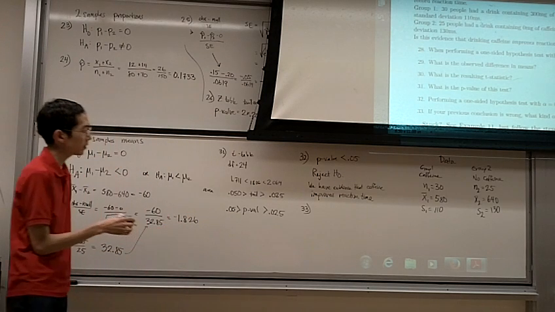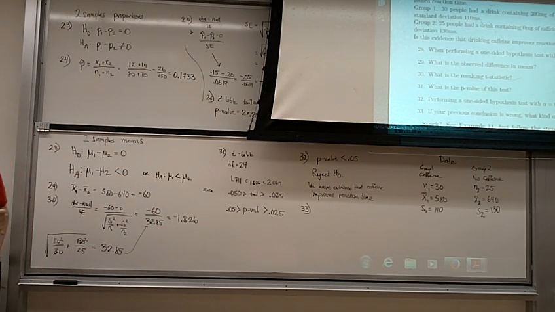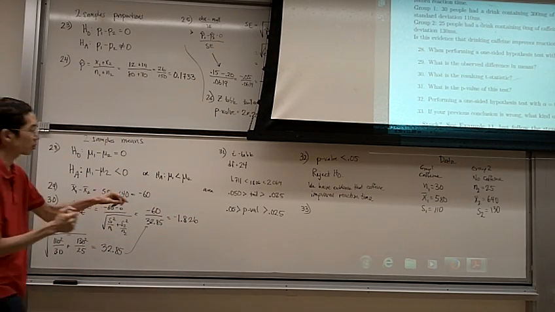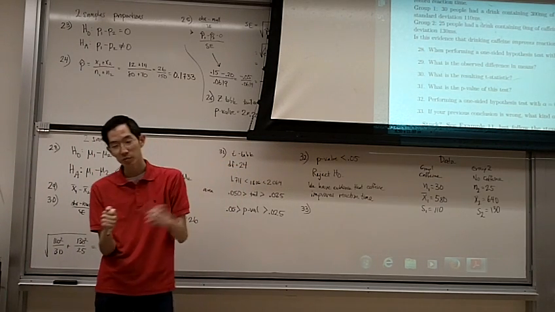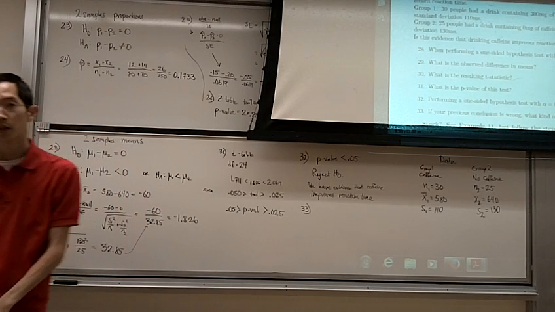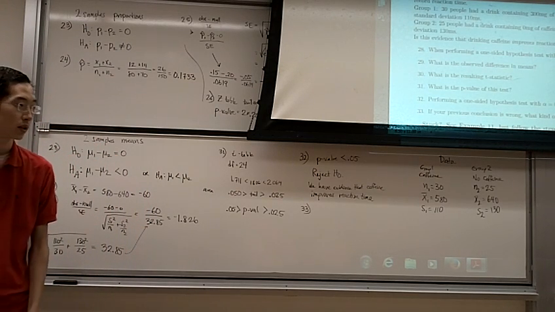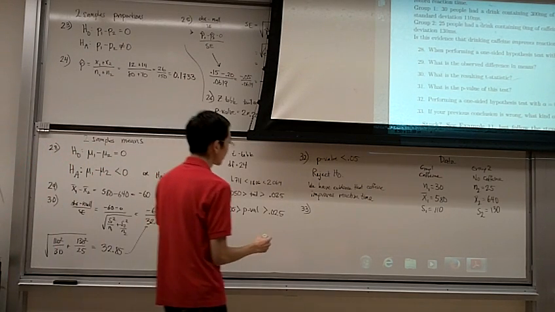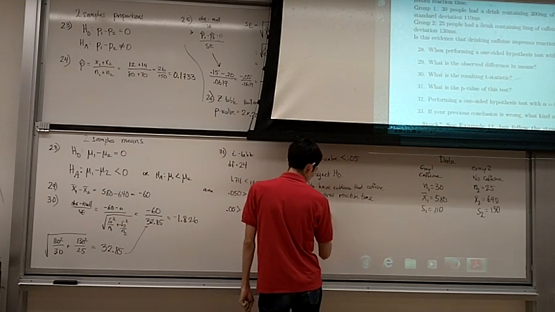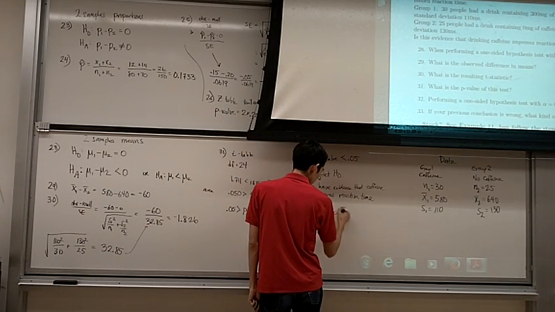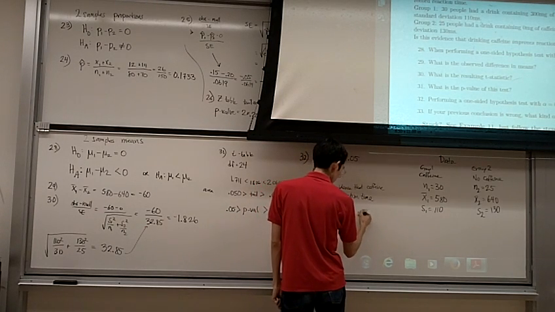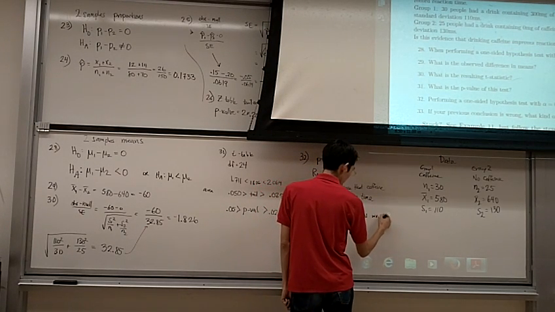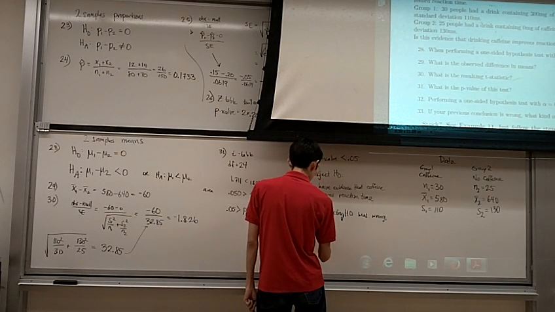If our previous conclusion was wrong, what kind of error did we make? We just chose to reject the null hypothesis. If that was a mistake, it's a type 1 error. So if rejecting H0 was wrong, that is a type 1 error.